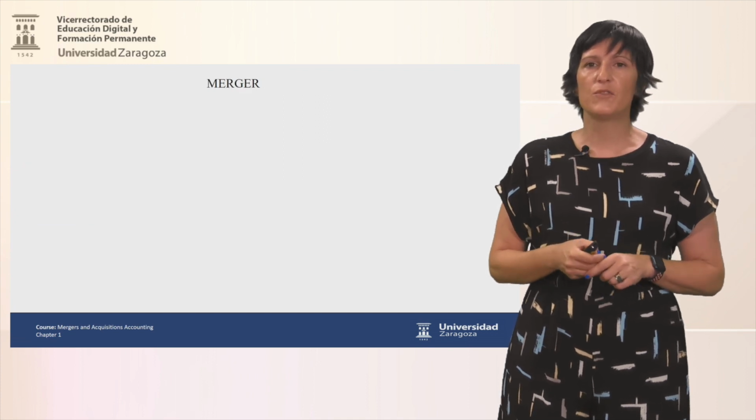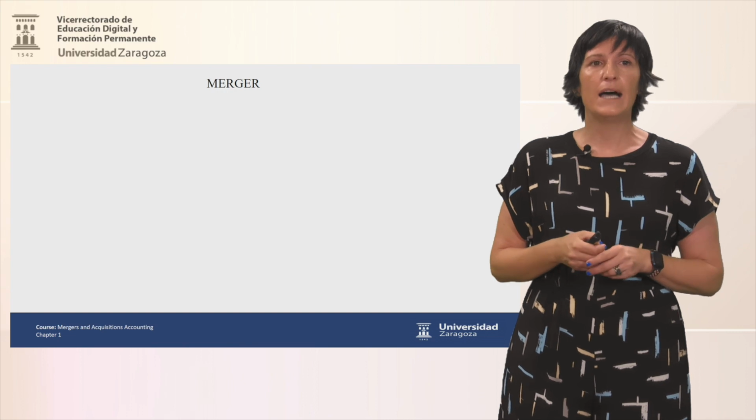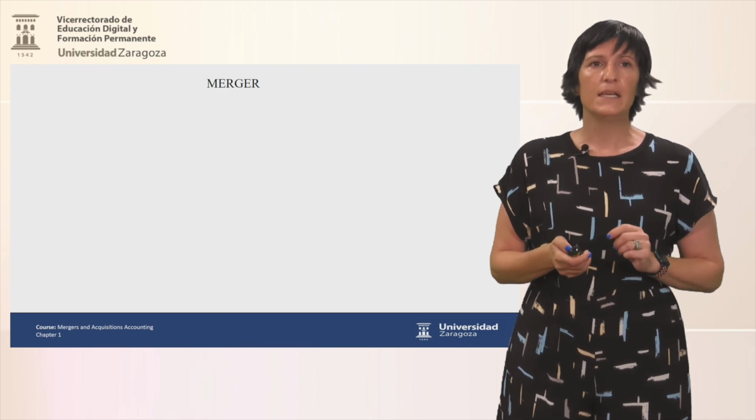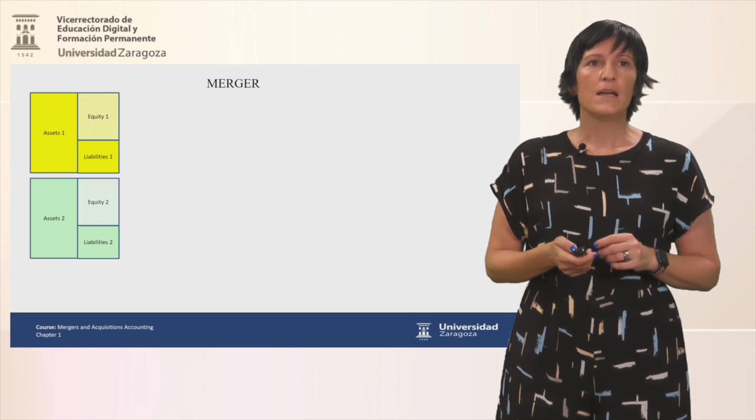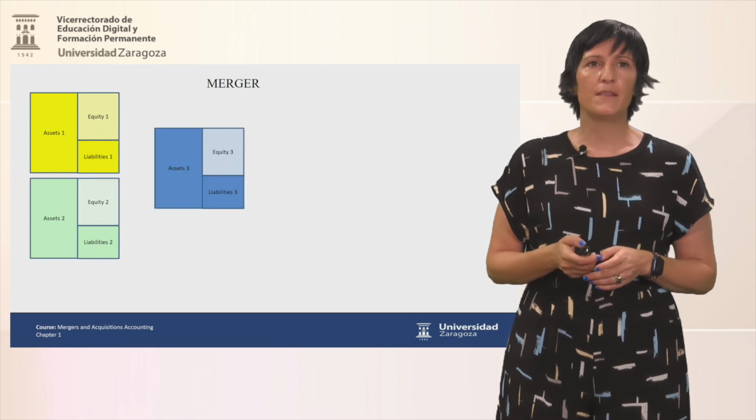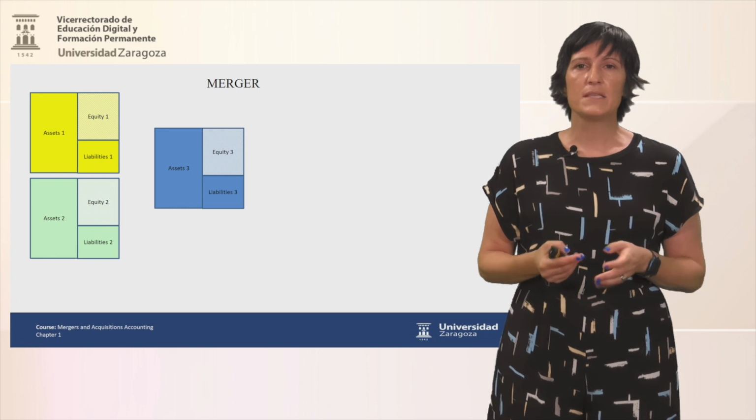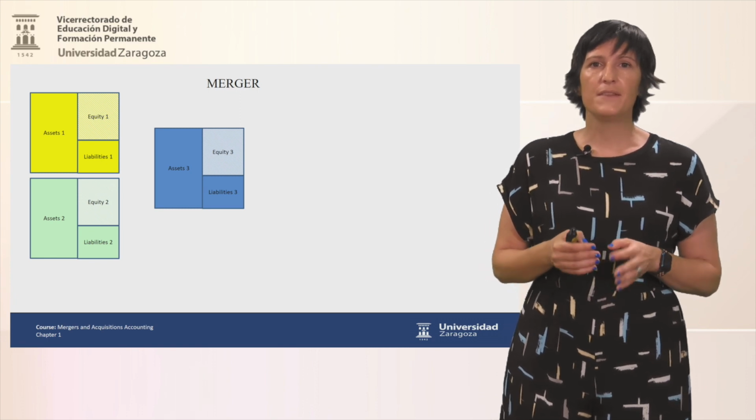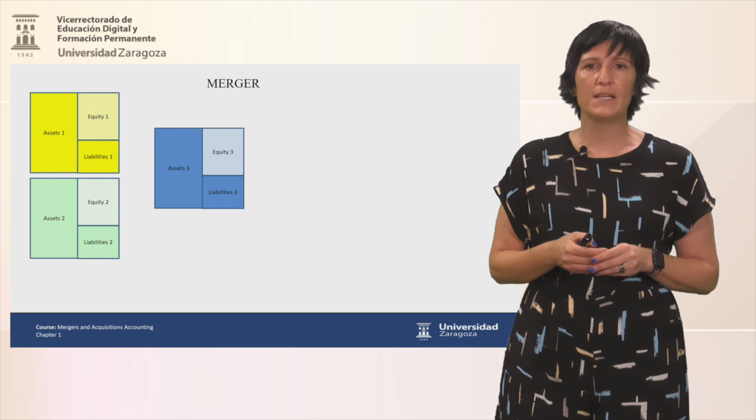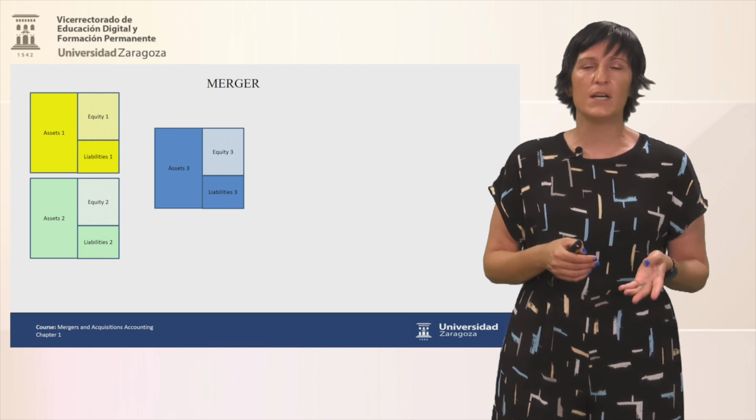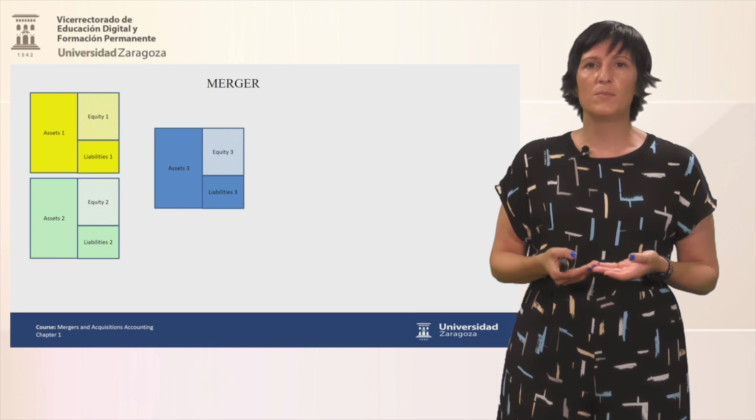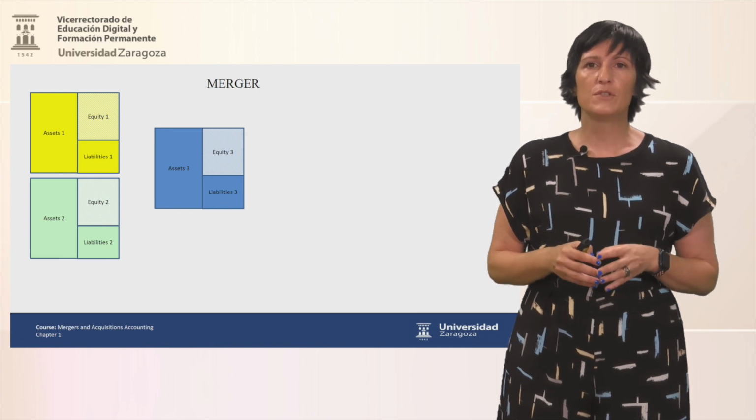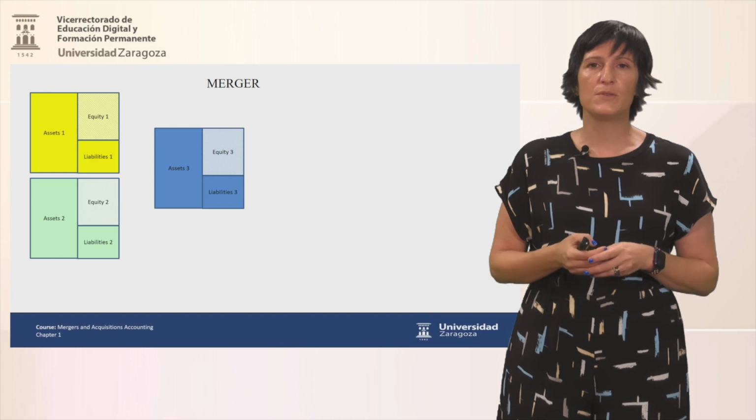The second type of operation that we want to highlight today are the mergers. In this case, we are going to have again one company, a second one, and a third one. These companies decide to negotiate, and the shareholders of the three companies that are represented in equity 1, equity 2, and equity 3 decide to form a new company and put all their businesses together.